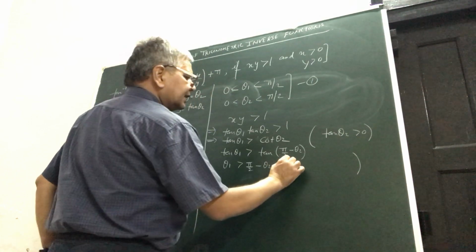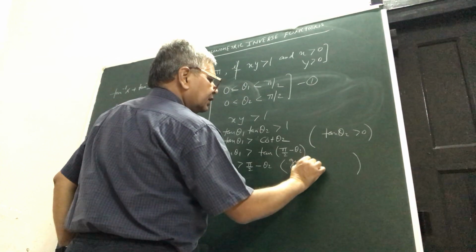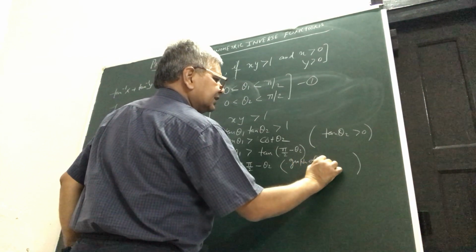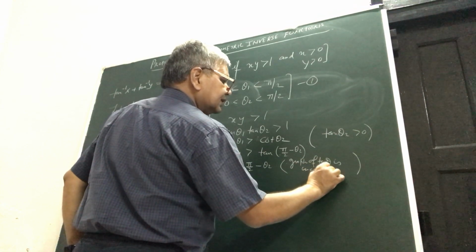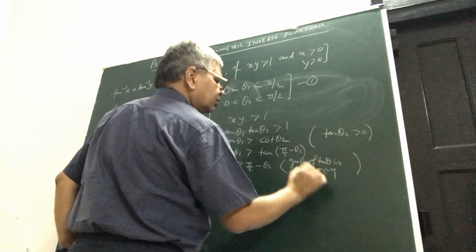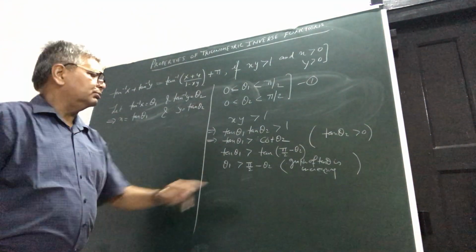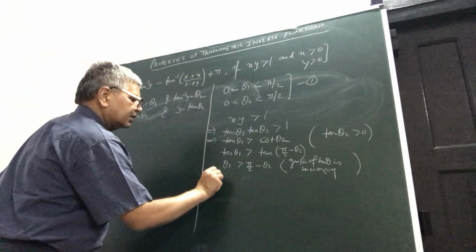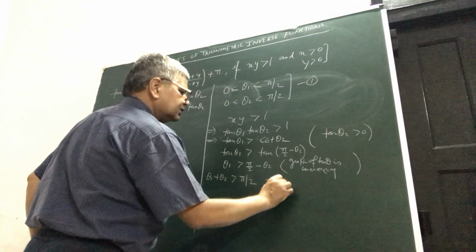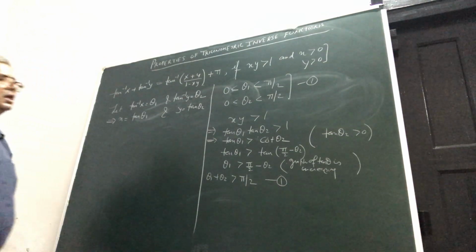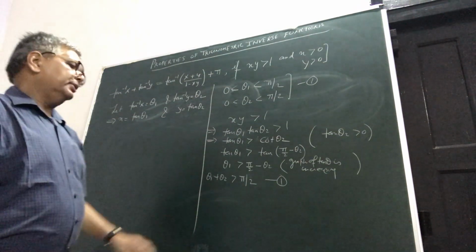and here please do write that the graph of tan theta is increasing throughout in its principal branch. Therefore, you can safely assume, and this will fetch you an important result, that theta 1 plus theta 2 is greater than pi by 2. This is result 1. So if theta 1 plus theta 2 is greater than pi by 2, fine.